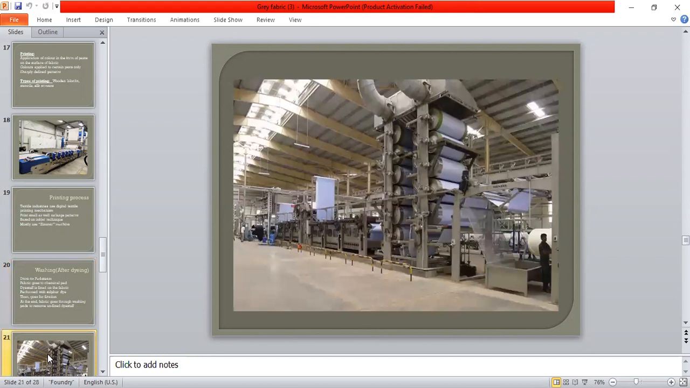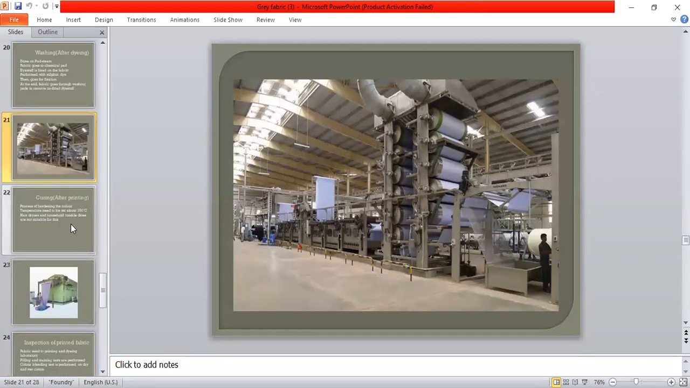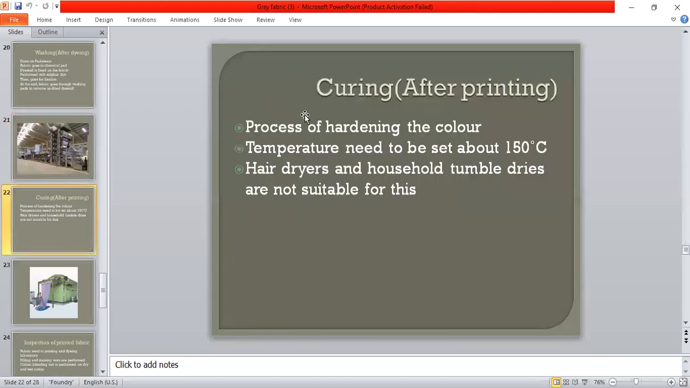This is the washing machine after dyeing. Then there is the curing process, which is done after printing. If the fabric is printed, it needs to be cured. Curing is the process of hardening the color onto the fabric so that it won't come off after washing. The temperature must be set at about 150 degrees Celsius.